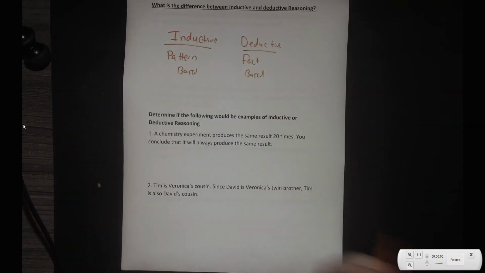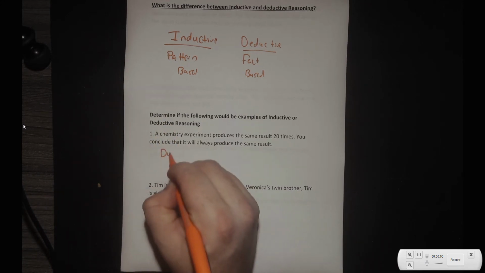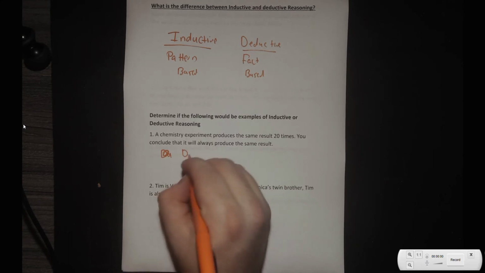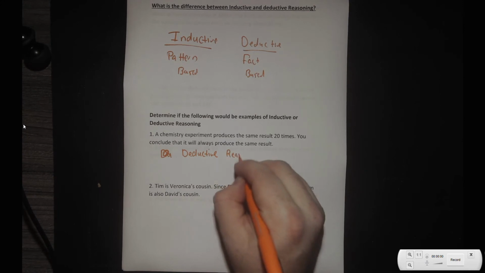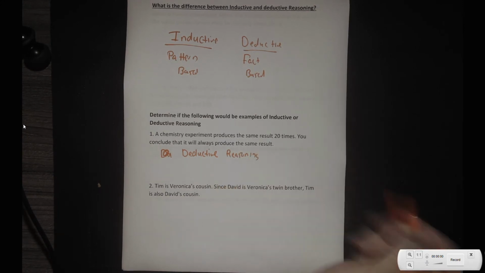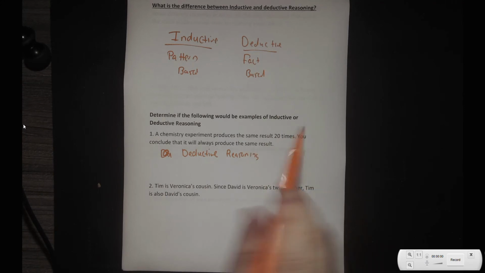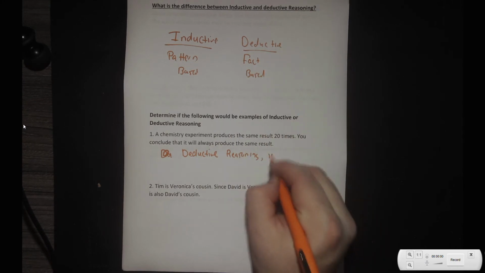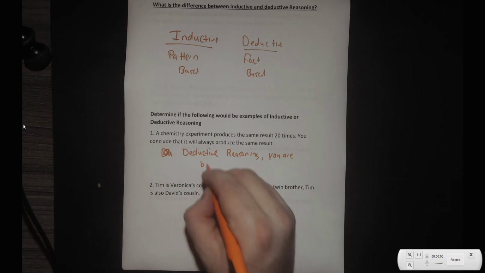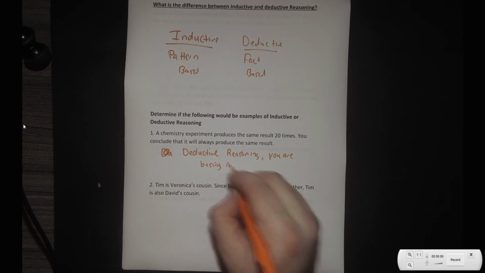So, for instance, a chemist experiments and produces the same result 20 times. You conclude that it will always produce the same result. So you could say this might be inductive because he's doing it 20 times, but it's really deductive reasoning just because it's the fact that he is working on it. It's a fact that he got it, that you are getting off the chemist. So you are basing it off the chemist's work.